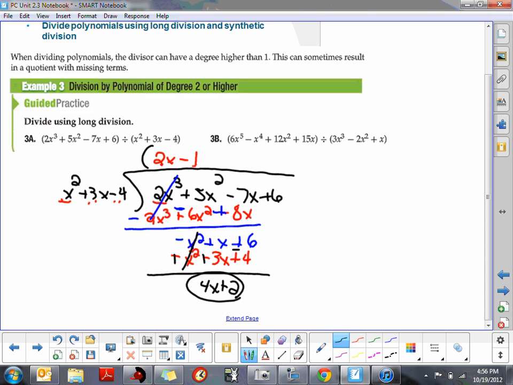So here's our factor that goes into our polynomial. We got 2x minus 1 with the remainder, so we put plus. The remainder is 4x plus 2. We put it over our divisor, which is x squared plus 3x minus 4. So that's that part.